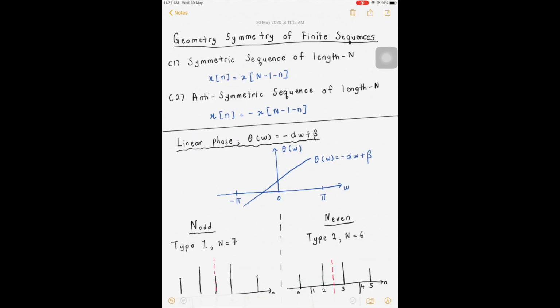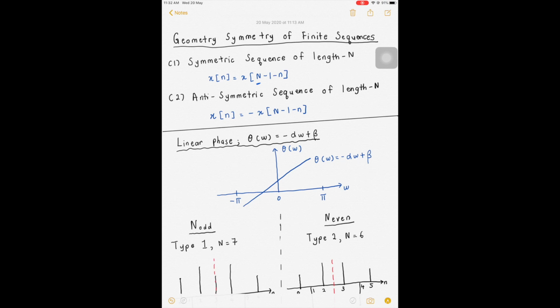Alright, so when we see linear phase, of course it is interrelated. It is related with the symmetrical condition. Basically, for a finite sequence, we have two types of sequence: symmetrical sequence and antisymmetric sequence. When you see the term symmetric, you know that x[n] equals x[N minus 1 minus n].